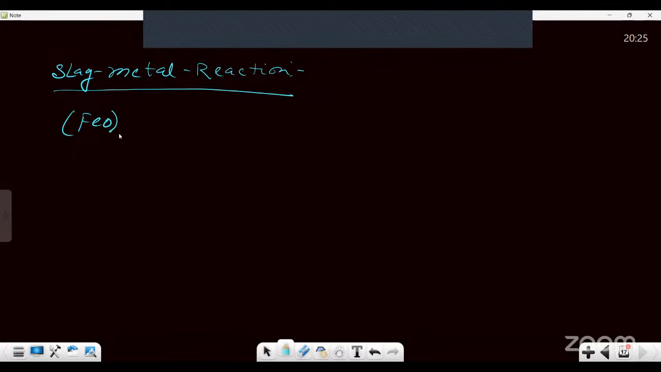FeO, which is iron oxide, is in the slag. So FeO is in the slag. When it reacts with carbon from the hot metal, the carbon is in the hot metal. This also oxidizes the carbon. So carbon is basically getting converted to CO, and FeO is getting reduced to Fe.